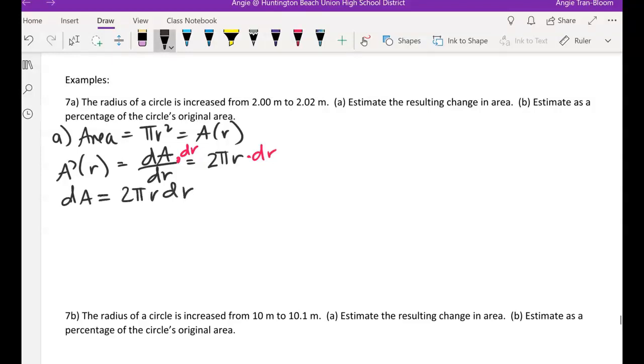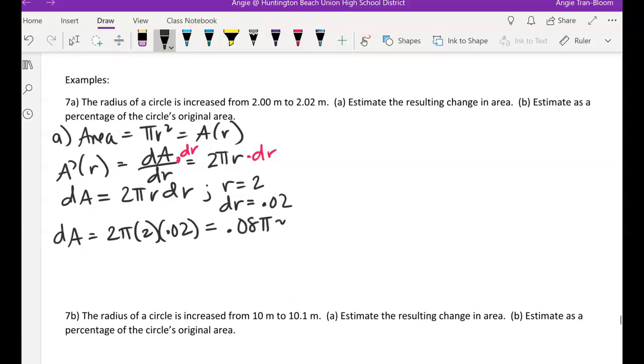Okay. Since they gave you radius is 2, we know the change in radius was 0.02. We can totally plug that in. So dA equals 2 pi times 2 times 0.02. We will crunch out that number, which is 0.08 pi, which is about 0.2513. I would take this exact, or I would take the approximation. Okay.